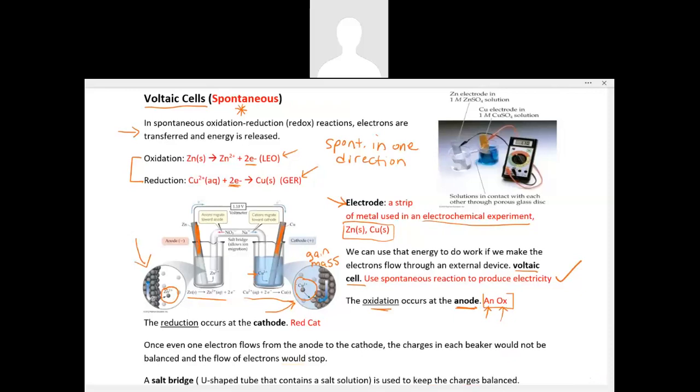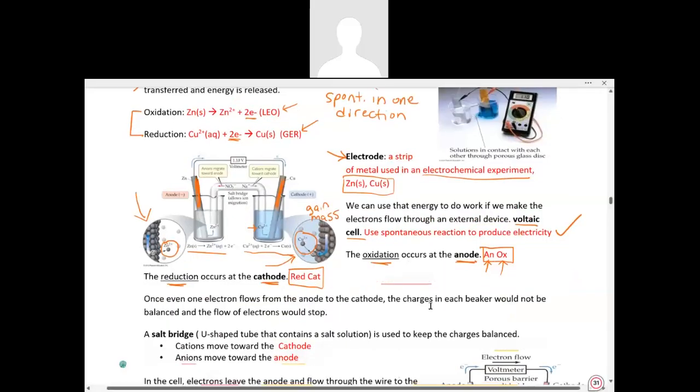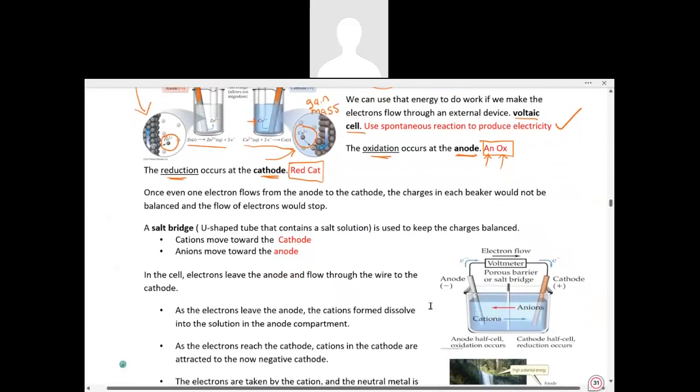If we remember our friend, the ox, we have an ox. And then we can remember that reduction occurs at the cathode because we remember our friend, the red cat. So these are just ways, just like LEO and GER, that you can remember where we're losing electrons, where we're gaining electrons, which half reaction should be placed with which electrode, etc.